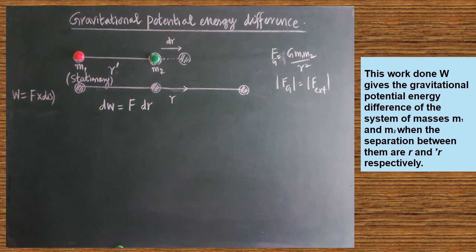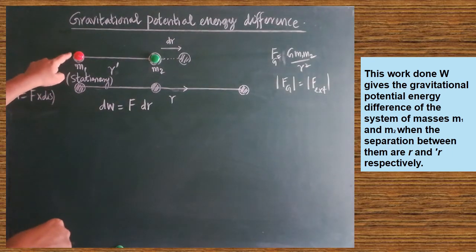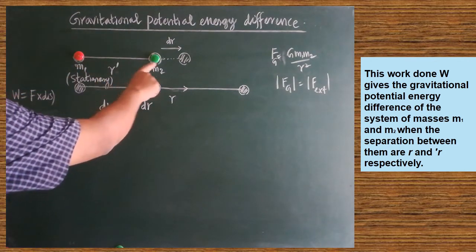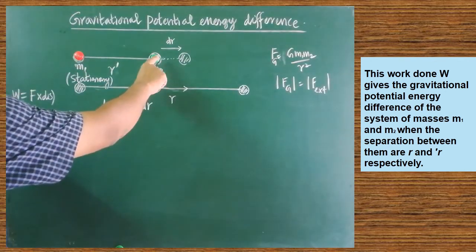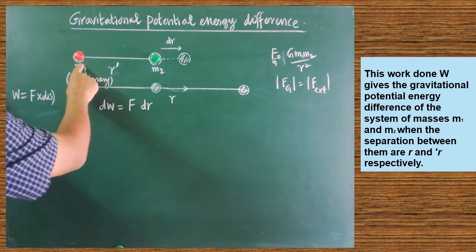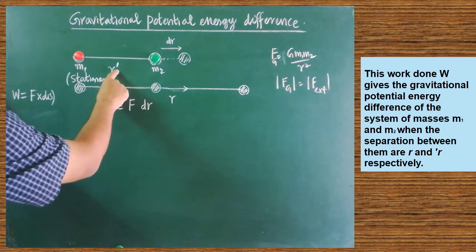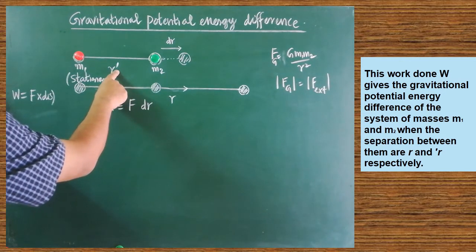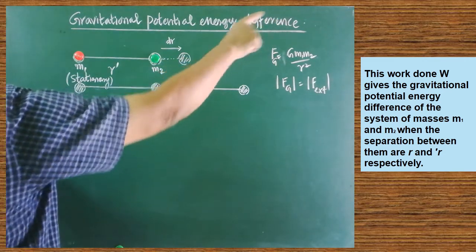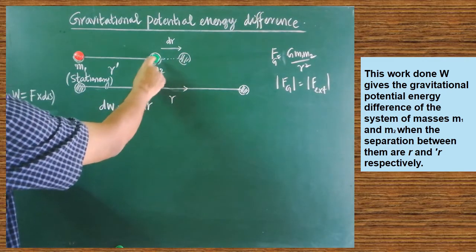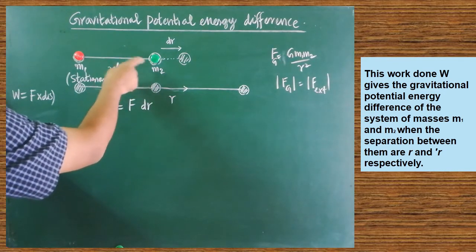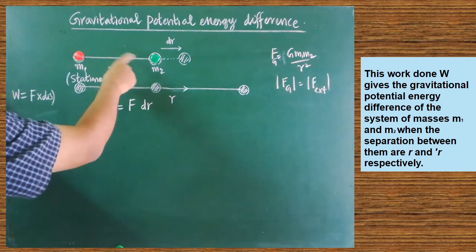Here look at the mass m1, it is kept static, it is not moving. Another mass is there, m2, and that mass m2 can be moved from this position. Initially masses m1 and m2 are separated by the distance r dash. Are you clear? This m2 can be moved to any distance. Here both are attracted by the gravitational force of attraction. Mutually they are exchanging their gravitational force of attraction.